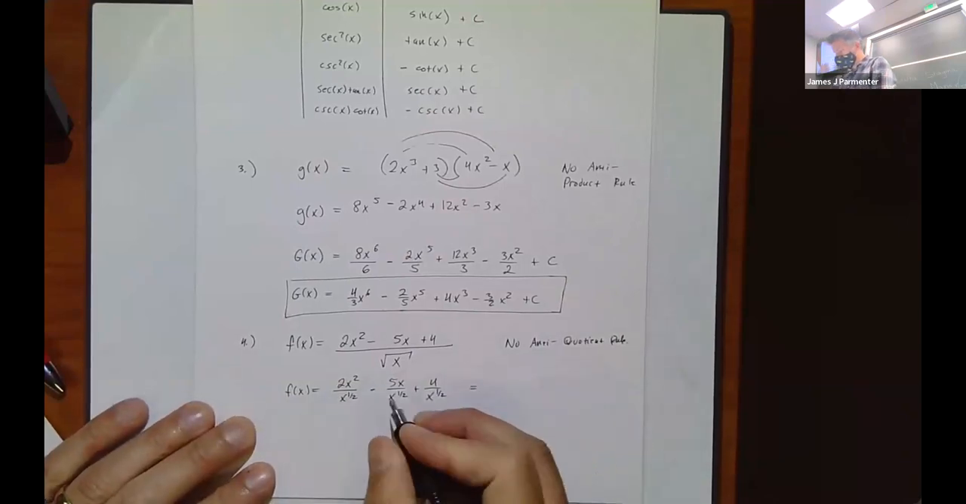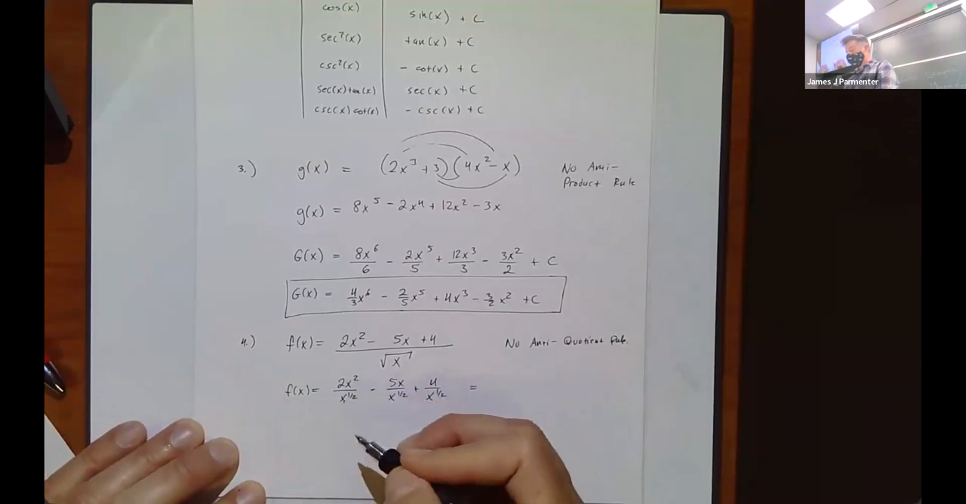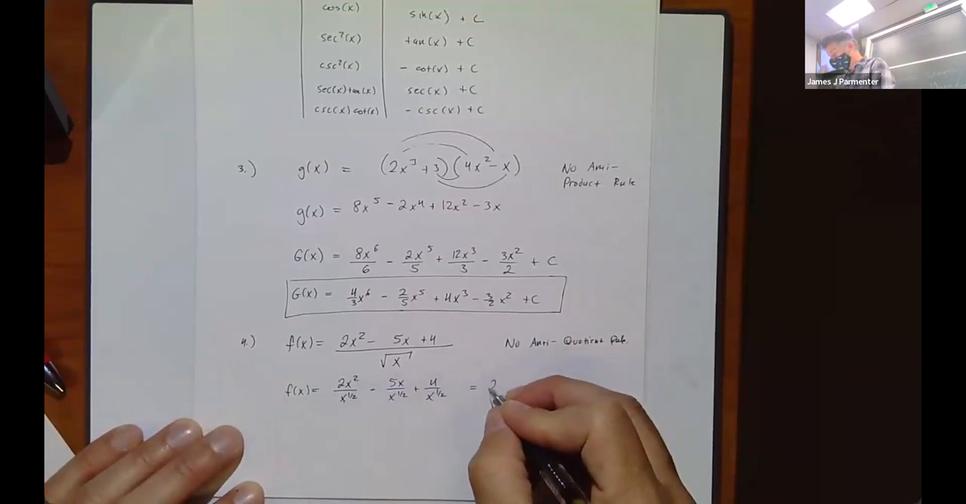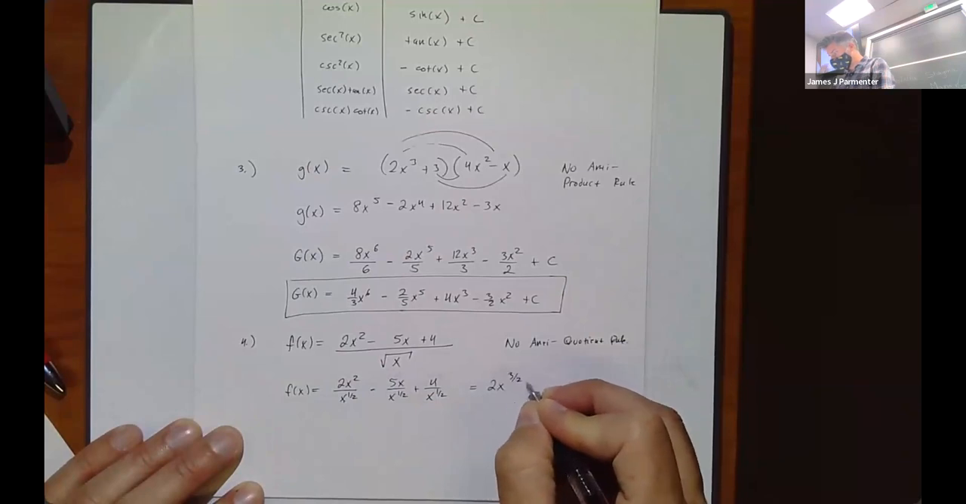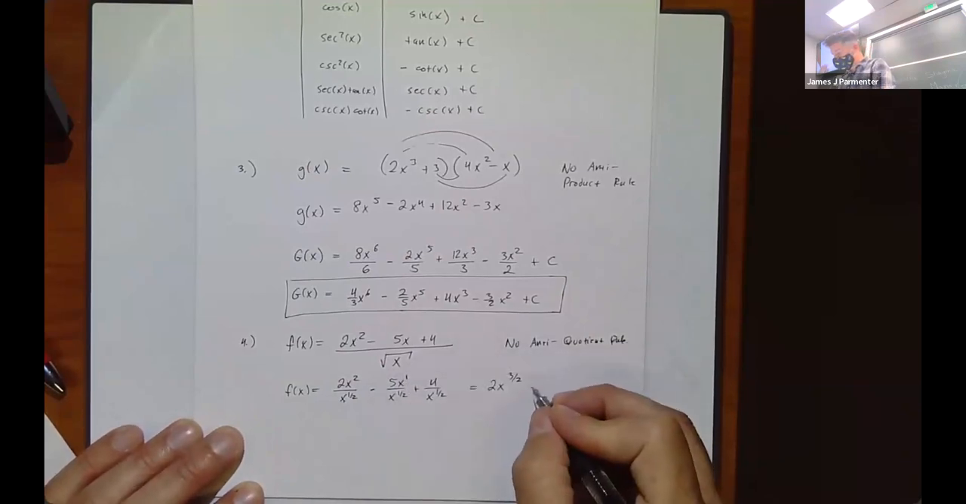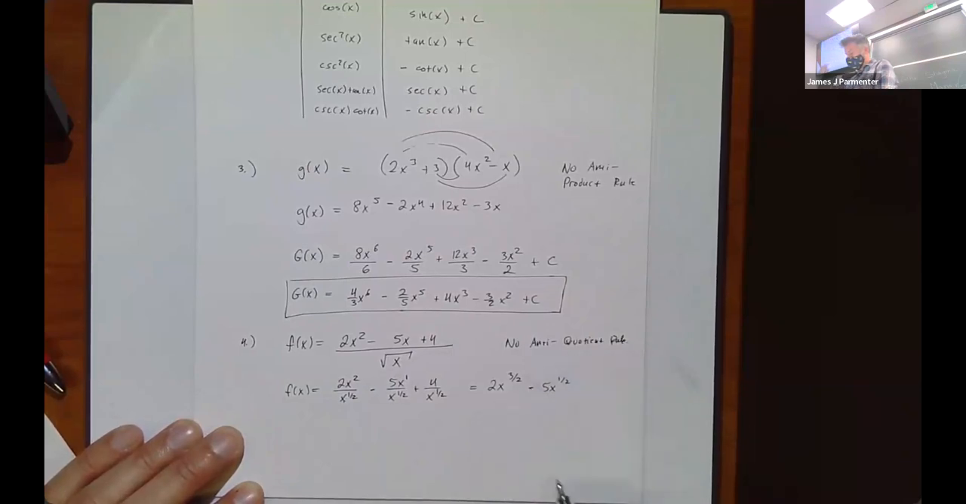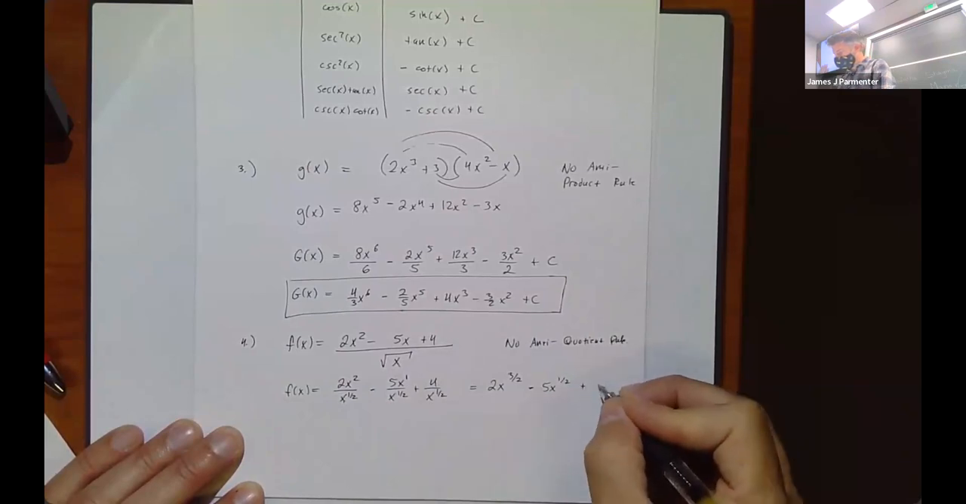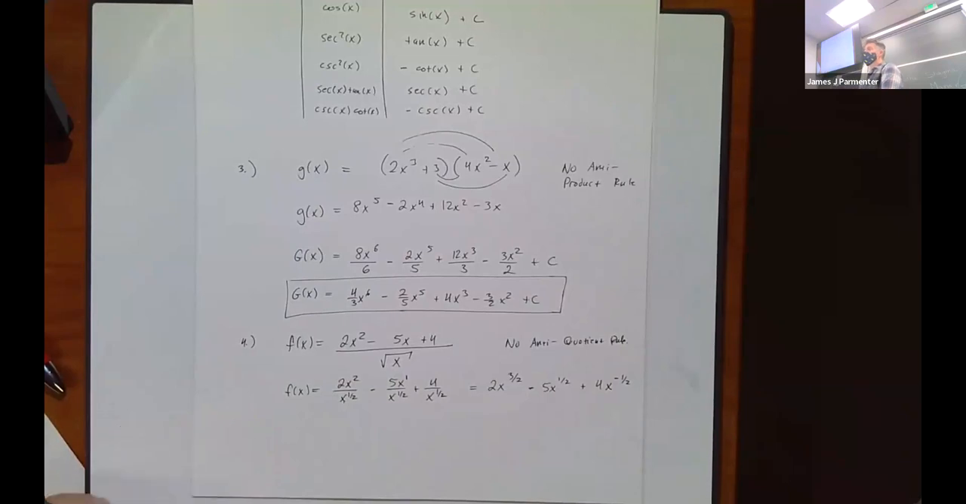Is equal to, let's see, 2x squared divided by x to the 1/2. I subtract the powers. I get 2x to the 3/2. X to the first divided by x to the 1/2, I subtract the powers. I get 5x to the 1 minus 1/2, which is 1/2. And then 4 over x to the 1/2 is just 4x to the negative 1/2. All I've done so far is simplify. I haven't actually done any anti-differentiating yet. But now I'm going to.